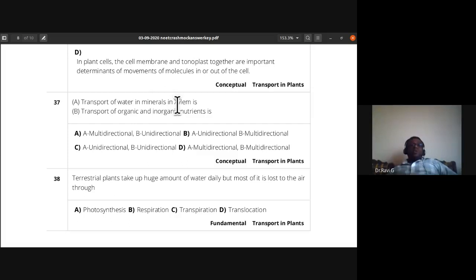See, transport of water and minerals in xylem, transport of organic and inorganic nutrients, you have to find out. So transport of water and minerals in xylem is unidirectional. Transport of organic and inorganic nutrients is multidirectional. Okay, so unidirectional and multidirectional. Option B is the answer. A is unidirectional, B is multidirectional.